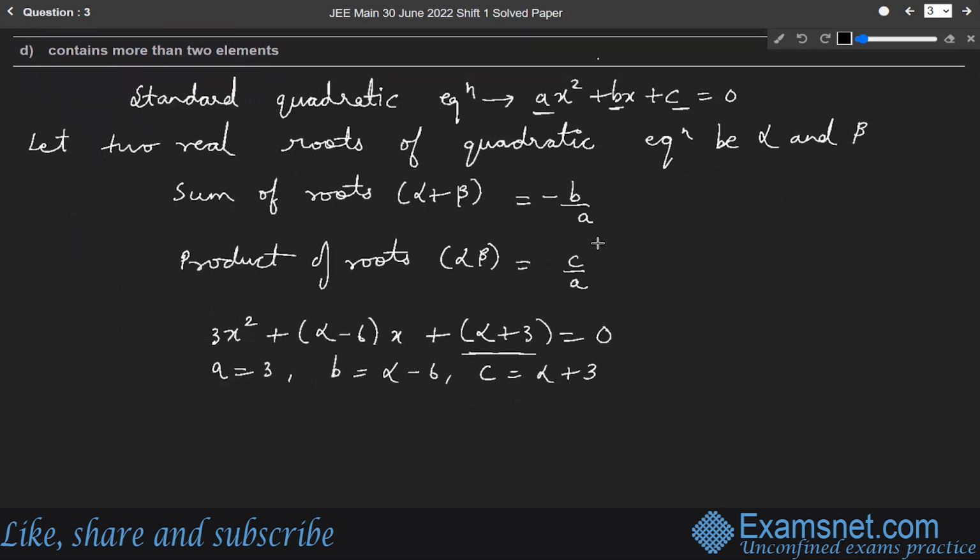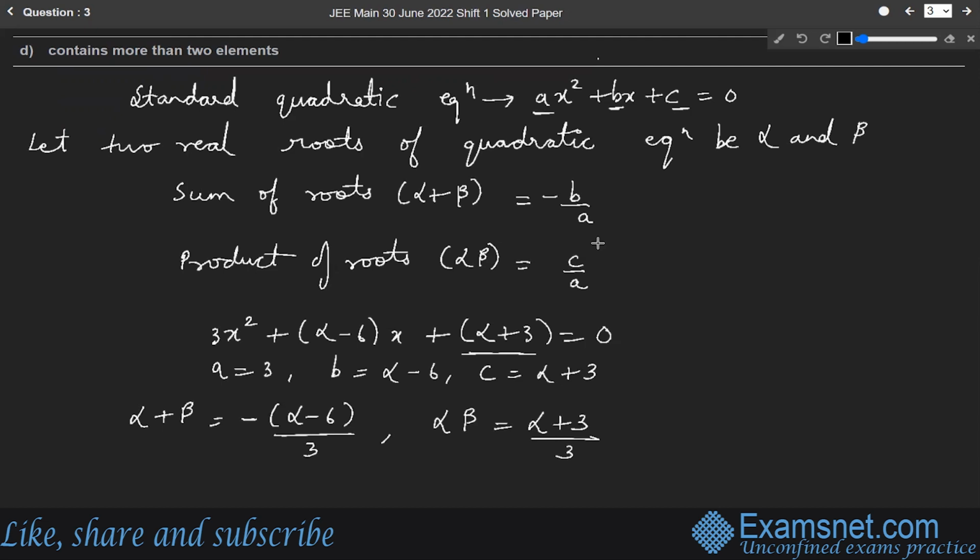Since we have the values of a, b and c, we can easily find the sum of the roots and product of the roots for the given equation, right? So what is the sum of the roots? It is alpha plus beta. It is always equal to minus b upon a. So minus b, the value of b is alpha minus 6, divided by a. A is 3. What is the product of the roots? Alpha into beta. It is equal to c upon a. What is c? Alpha plus 3, divided by a. The value of a is 3. Okay, so we have the value of alpha plus beta and alpha into beta, which is the sum of the roots and product of the roots.